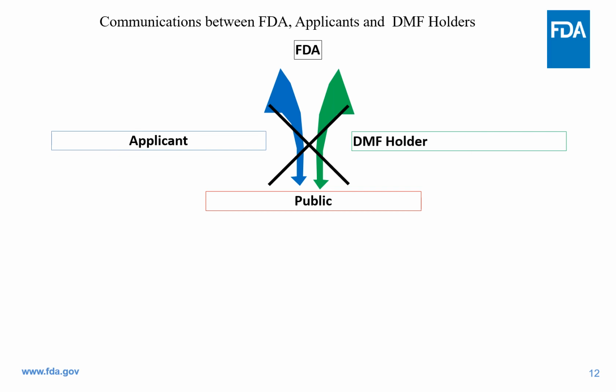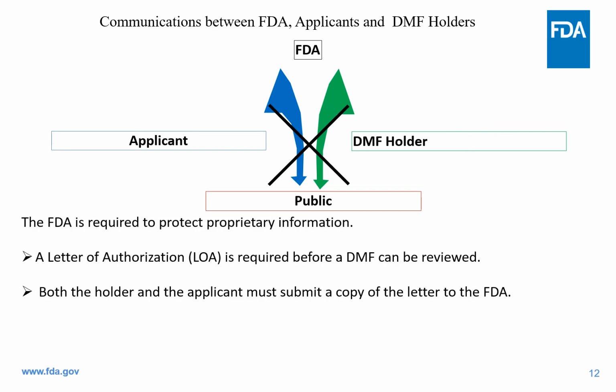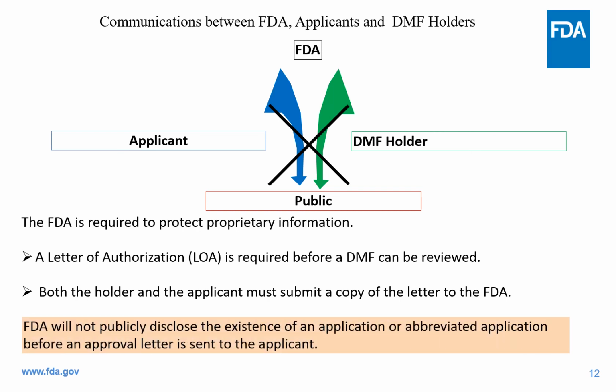It is the FDA's obligation to protect any proprietary information that a DMF holder or an applicant shares with us. So basically, we have to have an LOA before we can review a DMF, and both the holder and the applicant must submit a copy of the letter to the FDA. If that does not happen, we cannot review a DMF for an applicant.